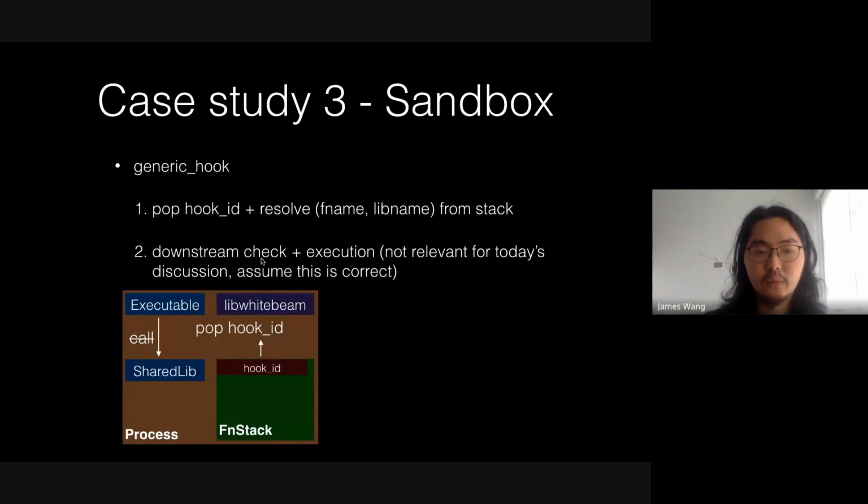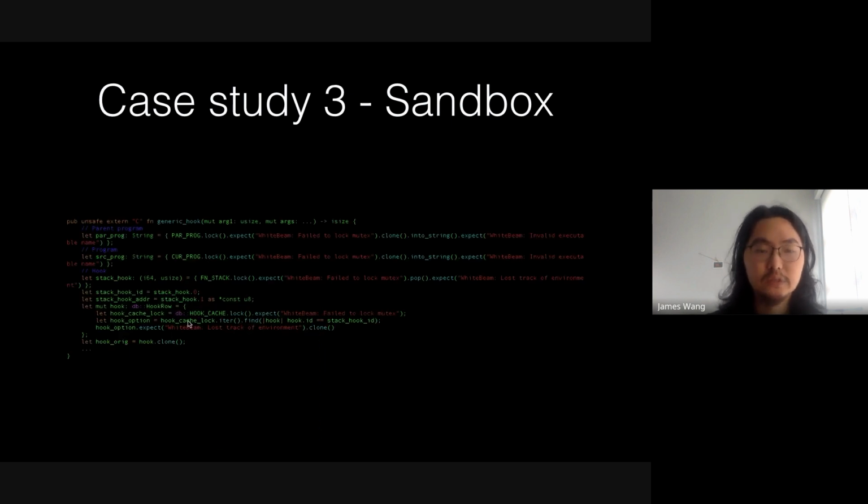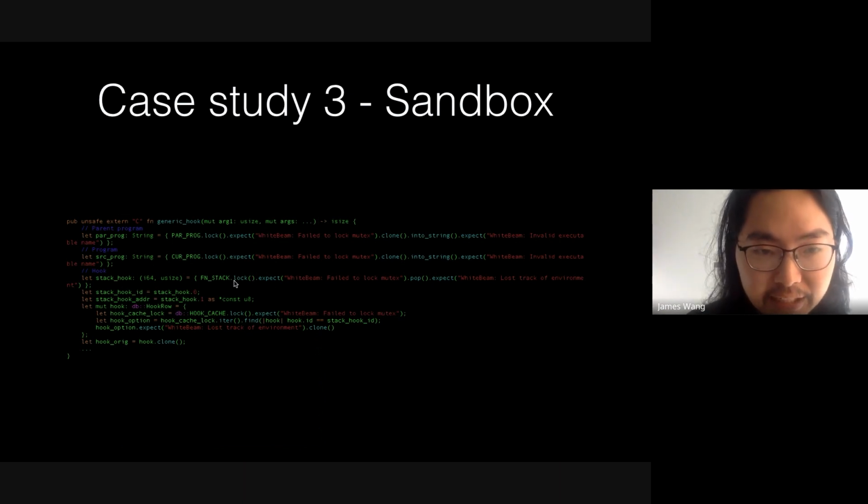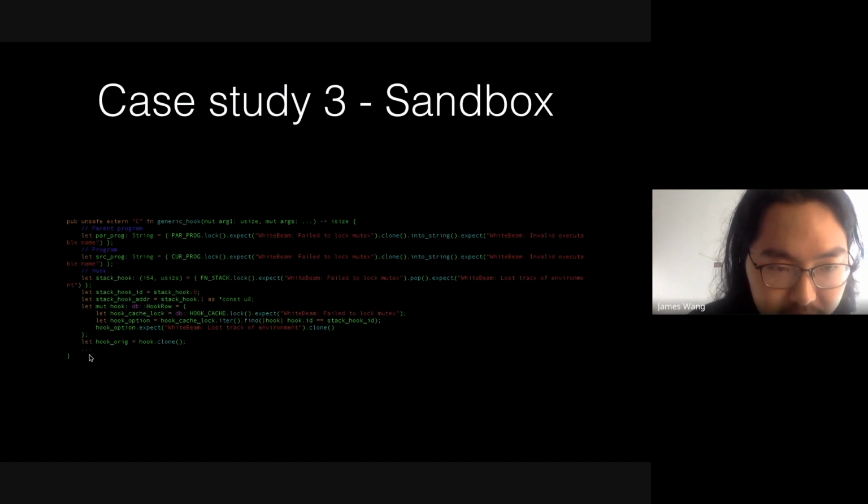And we're not going to talk about the actual checking part because it's pretty much just a list matching of rules against a user, and it's not relevant for the bug we're going to talk about today. So I'm going to skip that part. So this is code for popping the function from the function stack. This is a generic hook function, and we're popping the function, and we're going to do a lot of other checking after this.